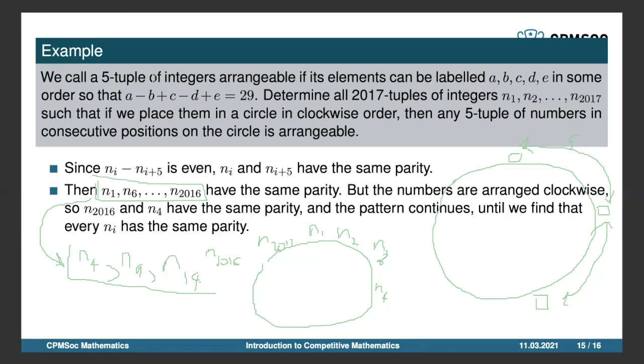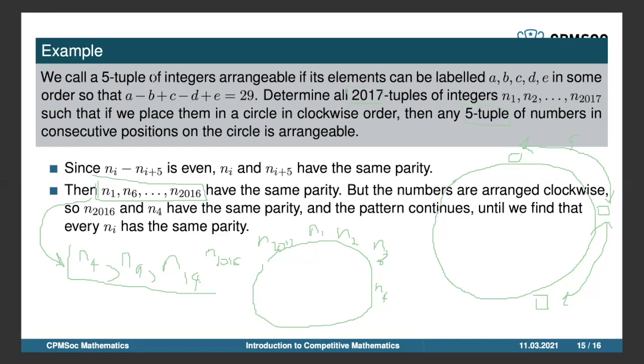So if you keep on continuing the pattern, it turns out that every number Ni has the same parity if you keep on going 5 steps clockwise. Another way of thinking of it is, if you start at a position on the circle and you keep on going 5 steps clockwise, eventually you'll hit every single position on the circle. And a reason why this is true is because 5 and 2017 have a greatest common divisor of 1.